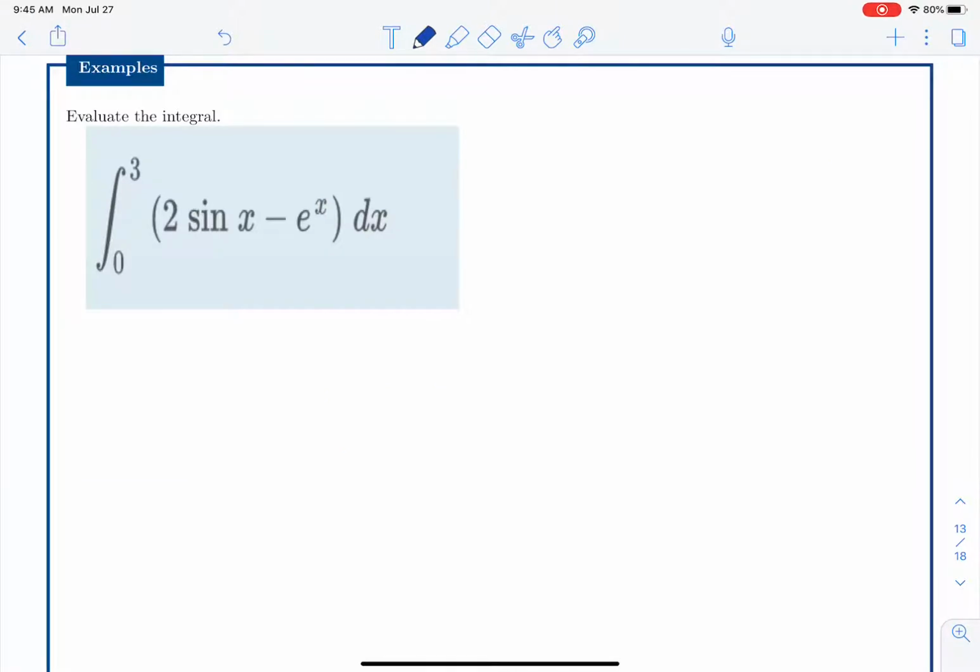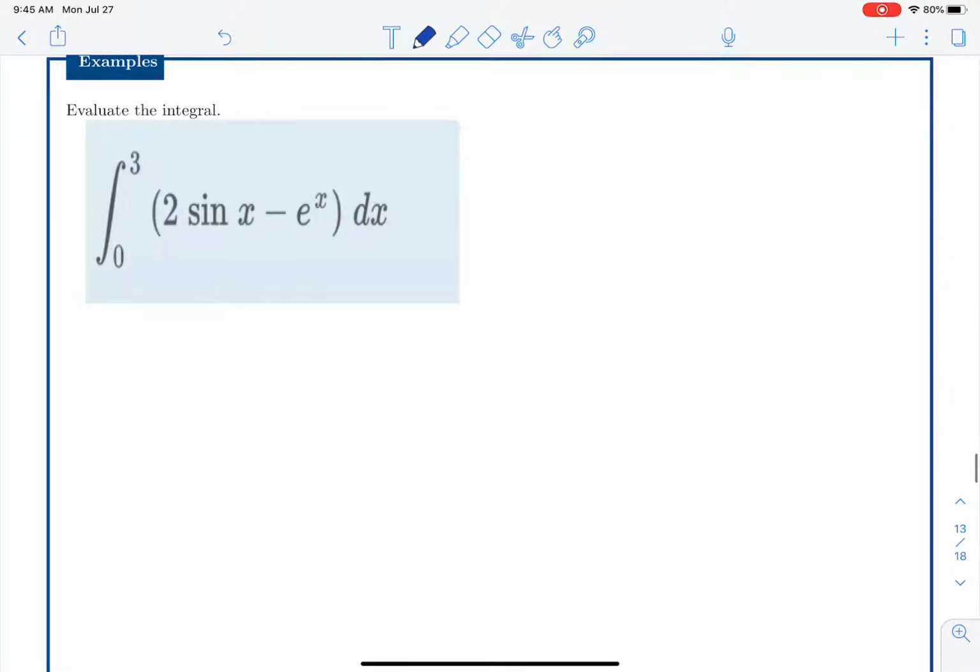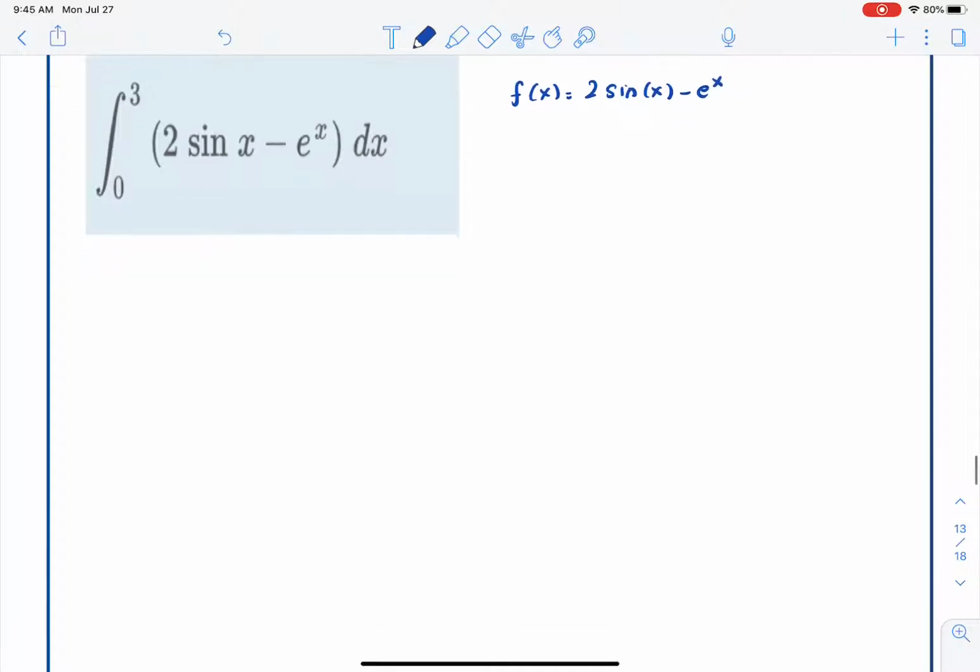So here we have a function that's trigonometric, exponential. So the first step is to find the antiderivative.